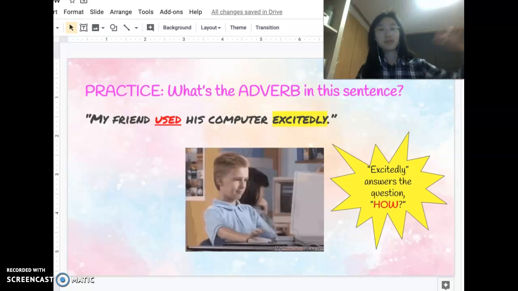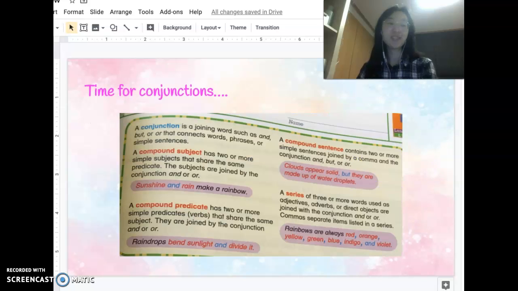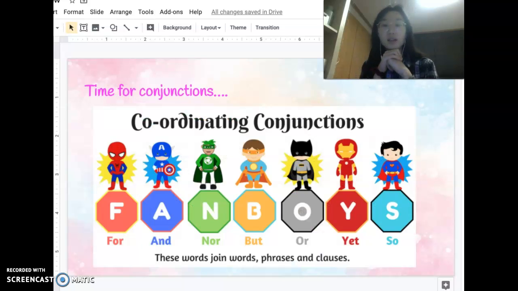Now, moving on to conjunctions. Completely different. So I made about 2 videos on conjunctions. I'll actually link it down below in case you want to rewatch it if you're confused, because these can be very tricky. I know we talked about it last week in Zoom, I believe. So basically, they're words that connect to words, phrases, or simple sentences. These are the most common ones that I see. The fanboys, for and nor, but, or, yet, so.